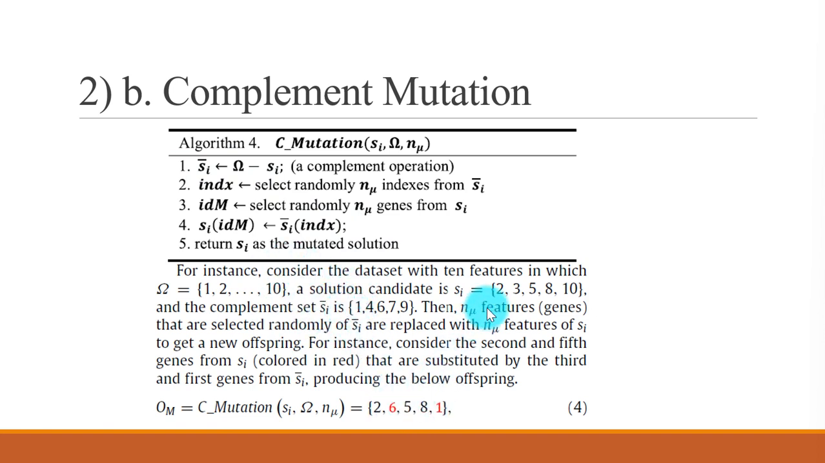Here is an example. Replace two genes from its complement. 6 and 1 are selected, and we replace these genes with 3 and 10 from the complement. 6 and 1 are replaced. This is very easy. You can follow these descriptions.